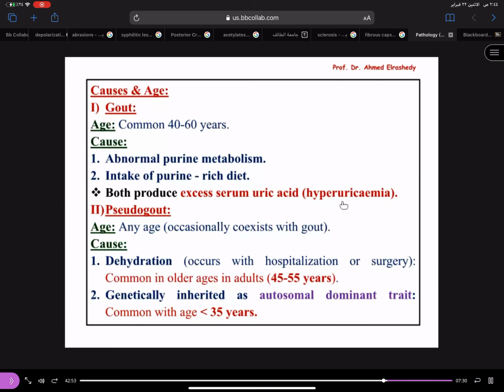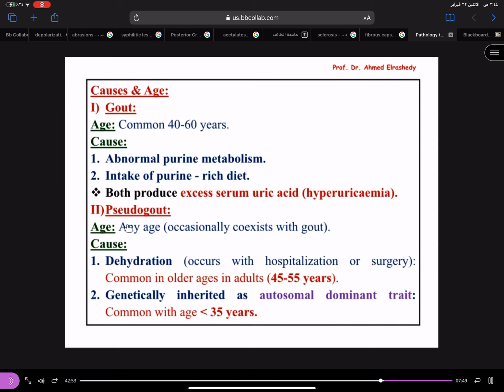We will see that in the next slide. So hyper means more, uric means uric acid, emia means blood. Okay, more uric acid in blood. So which will lead to more crystals.